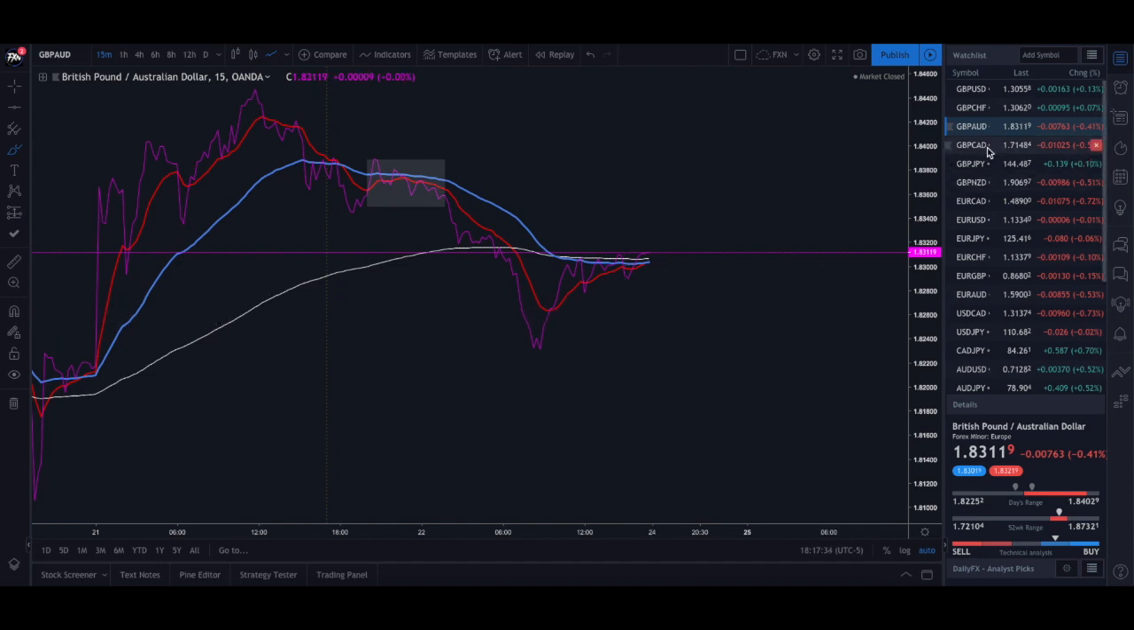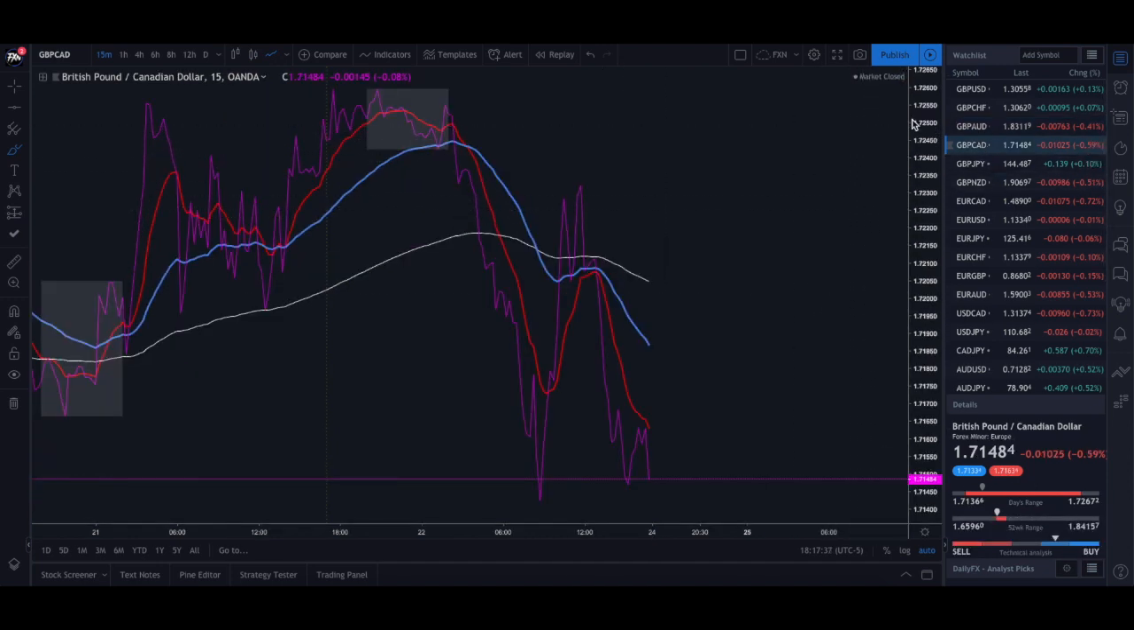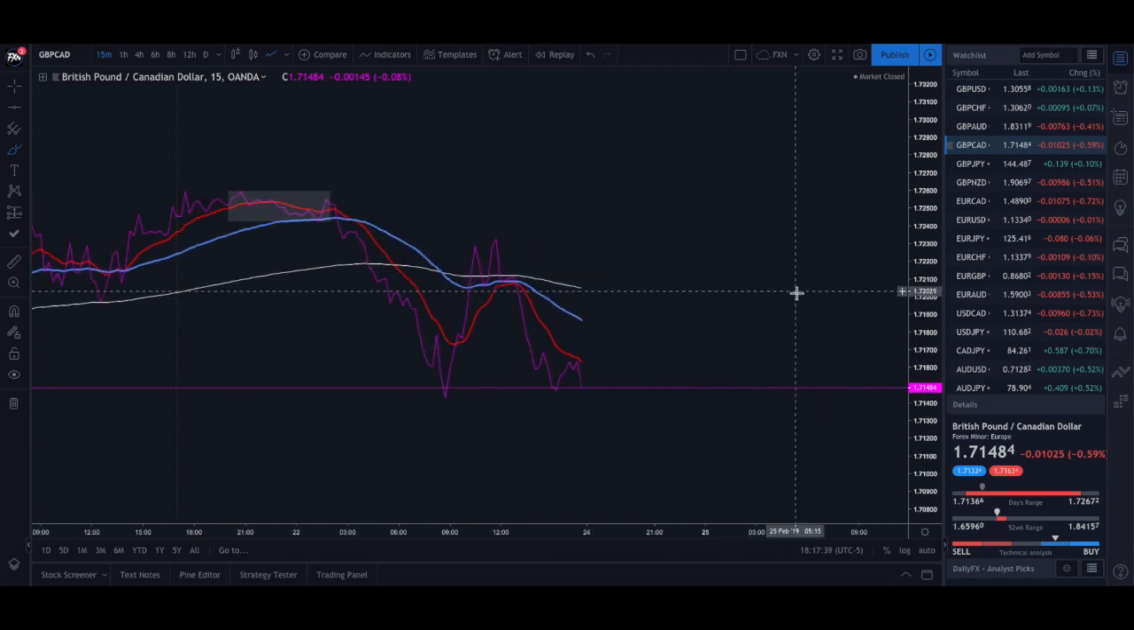Let's go to another one. Again, do you see a trade setup here?